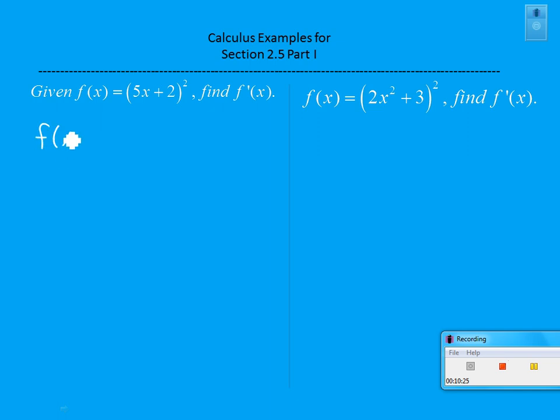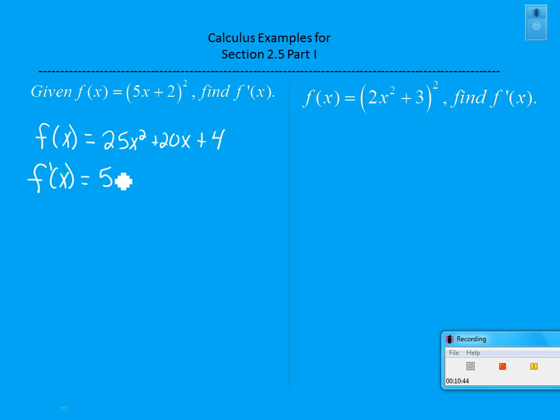I'm going to take this (5x plus 2) quantity squared. I'm going to FOIL it out real fast. So I've got 25x squared plus 20x plus 4. Notice my notation, f of x. Now I'm going to do the derivative.